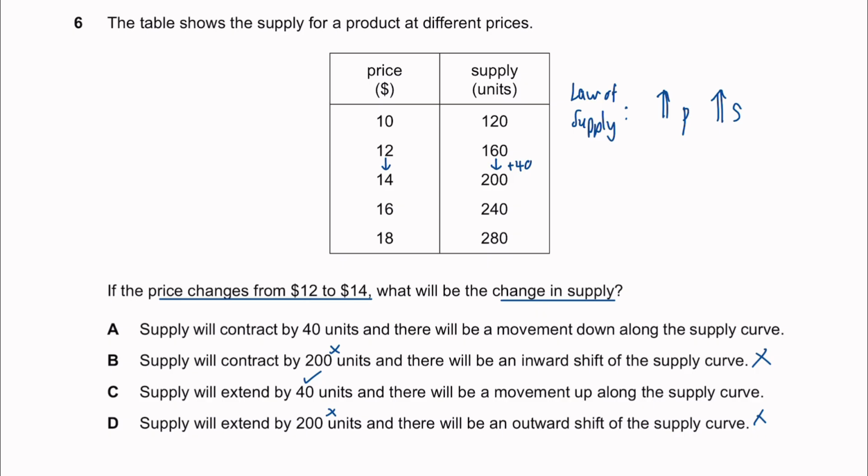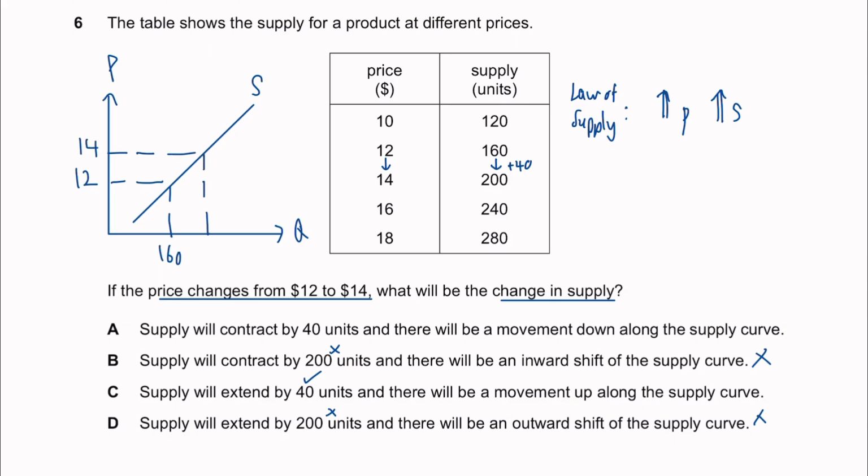But to confirm your answer, you can try to draw a graph, a supply curve, to justify your answer. So I'll draw here. Okay, so you can see there's actually a movement up along the supply curve. Answer is C.